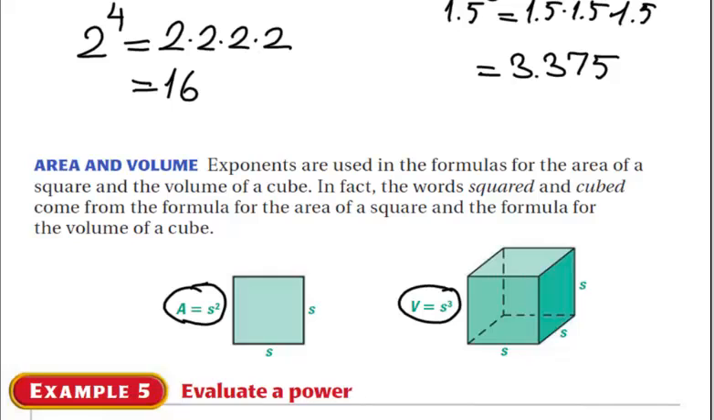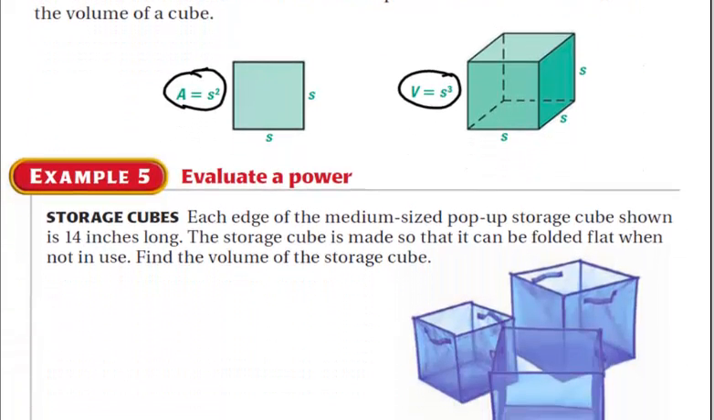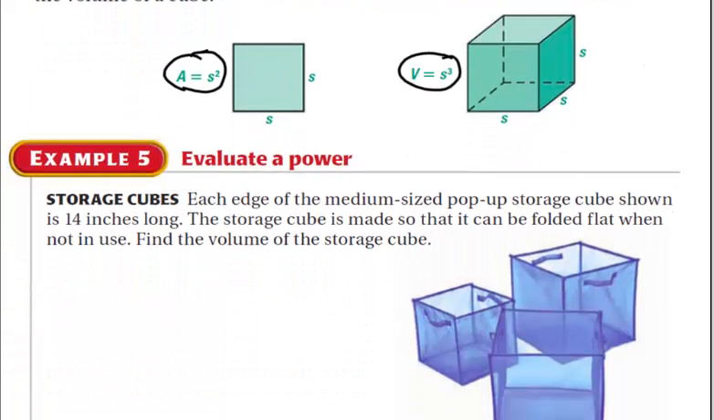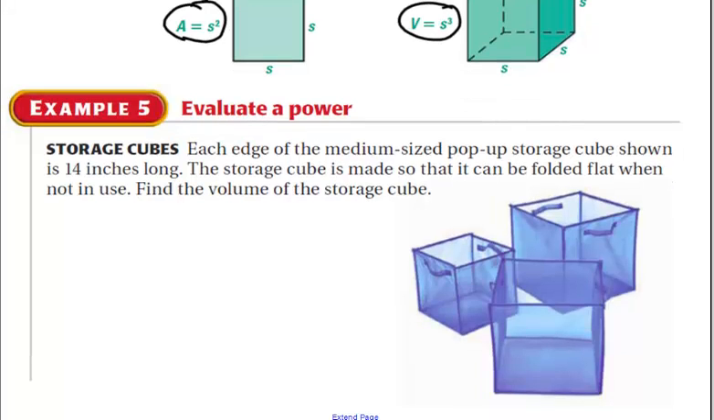So when we look at the example, the example is asking us a word problem. So let's try to solve this word problem. Each edge of the medium-sized pop-up storage cube shown is 14 inches. The storage cube is made so that it can be folded flat when not in use. Find the volume of the storage cube.